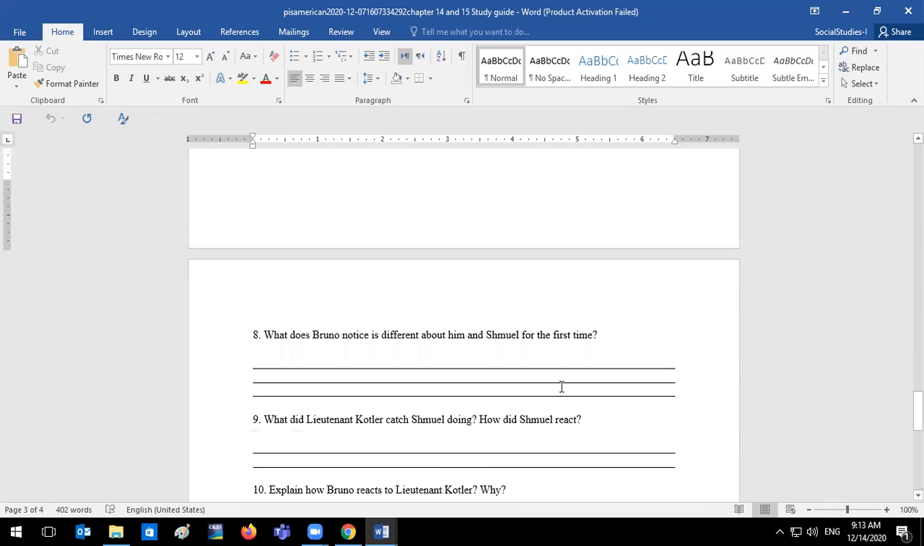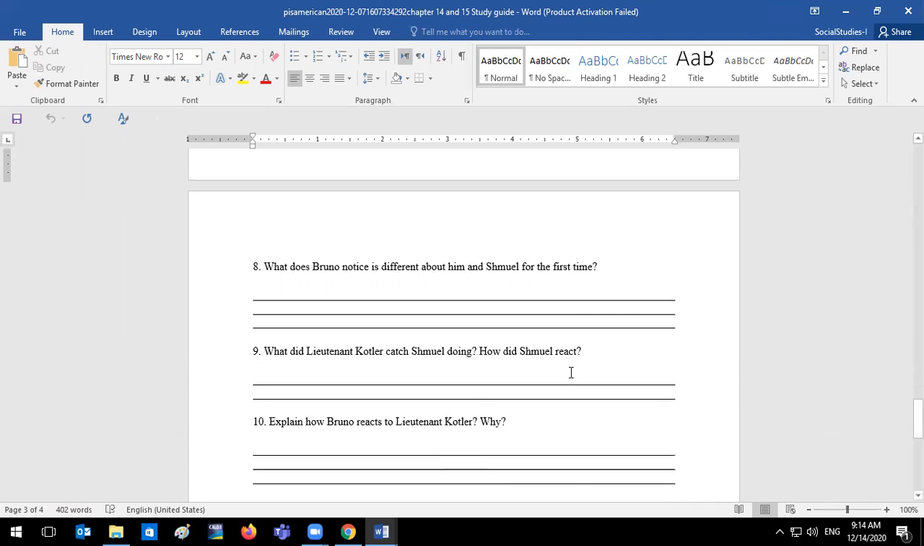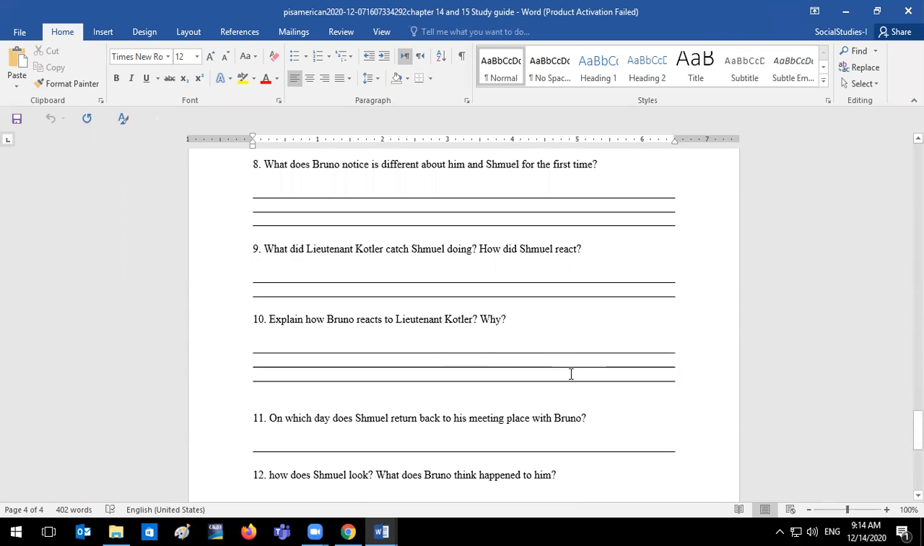Again, they compare hands. Bruno compares his own hand with Shmuel's hands. You need to know the comparison there. We need to understand that Lieutenant Kotler sees Shmuel eating the piece of chicken that Bruno had offered him. Shmuel was about to get in very deep trouble, and the only way to protect himself is to say that he didn't steal this food, that Bruno gave it to him, and that Bruno is his friend.